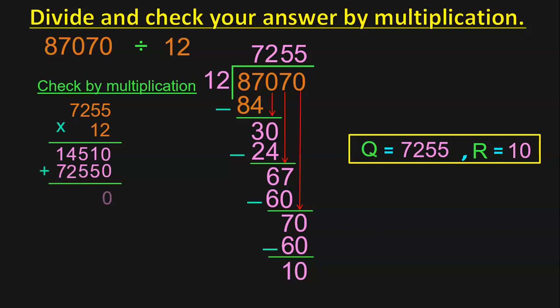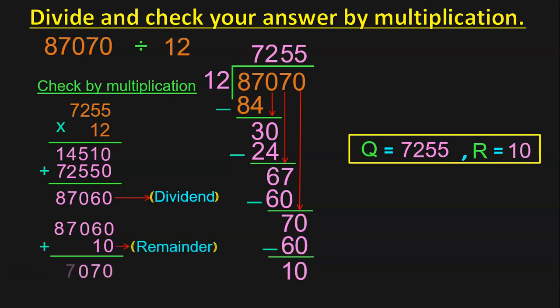Add these two products. 0, 6, 5 plus 5, 10. 0 carry over 1. 4 plus 2, 6, 6 plus 1, 7, 1 plus 7 is 8. So you get 87,060. Add this with the remainder 10. 87,060 is not the dividend. I'm just checking if it is the dividend. No. So what we have to do? Add it with the remainder 10 and you get the answer to be 87,070, which is the correct dividend, which shows that our division is correct.